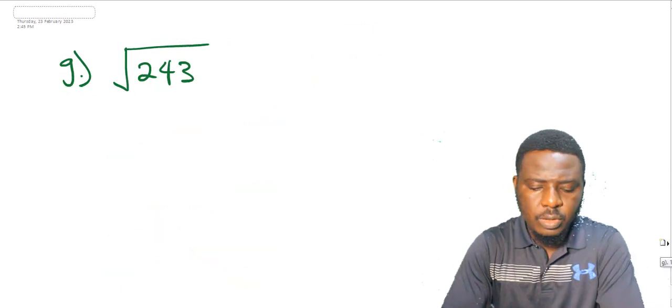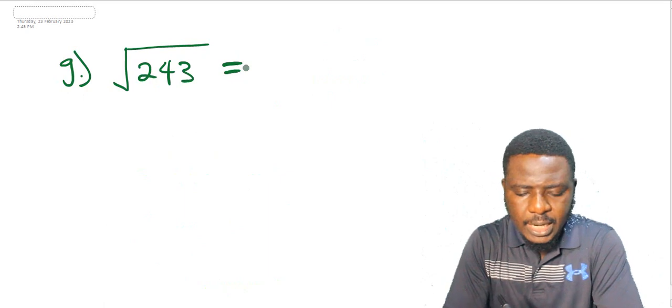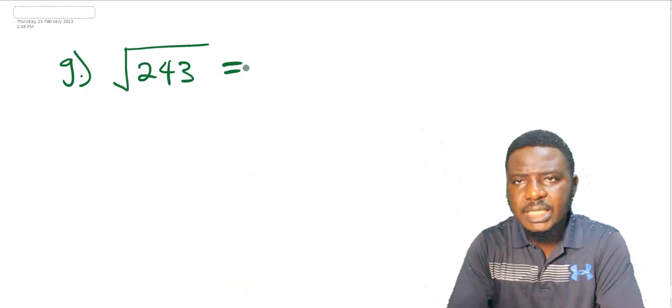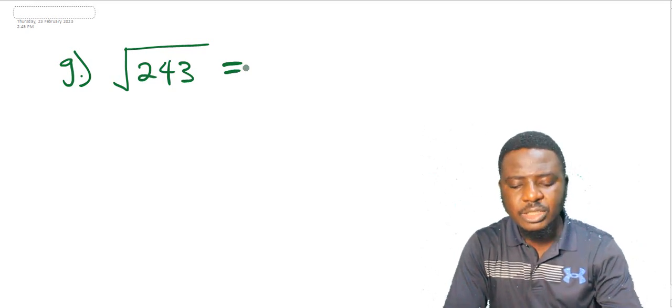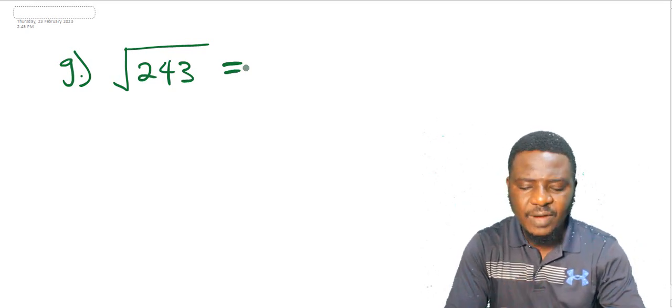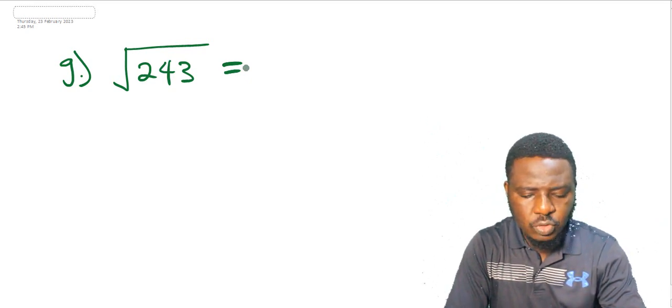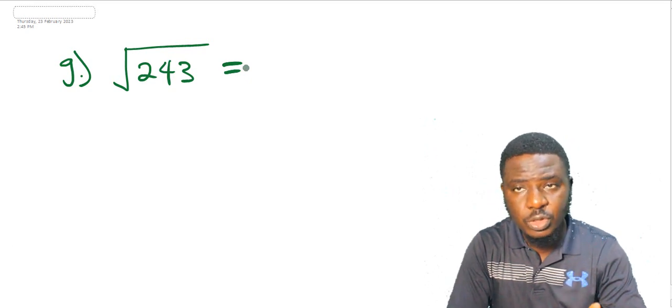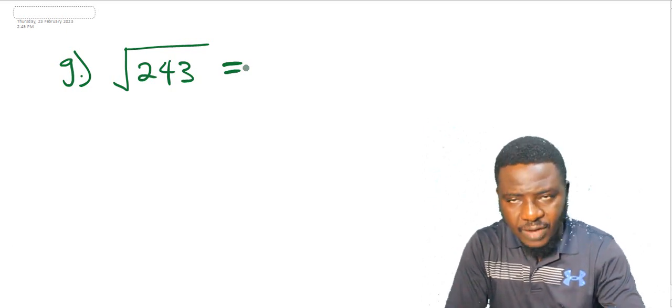G, root 243. Root 243 can be broken down to be, just like I said, if you don't know the perfect square you can generate from this, start by dividing 243 by 2. And 243 divided by 2 is going to give me 14 point something. So it's not going to be a perfect square, because a perfect square is not a decimal. Okay, so divide it by 3.